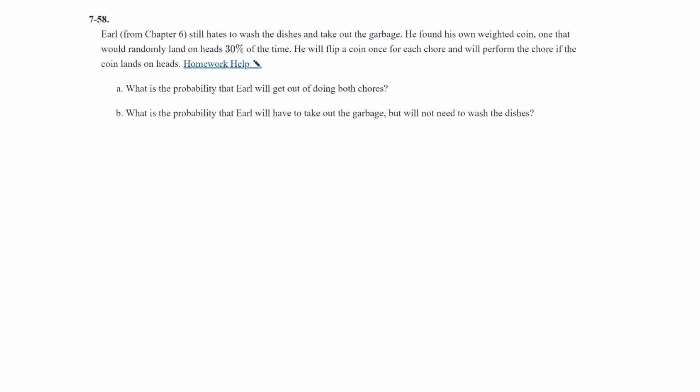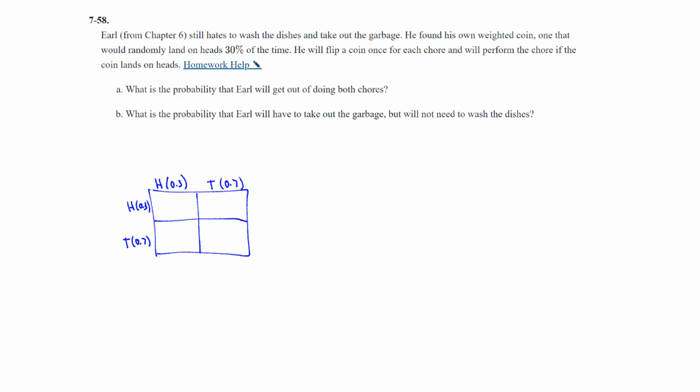Question 58. Earl still hates to wash the dishes and take out the garbage. He found his own weighted coin, one that would randomly land on heads 30% of the time. He will flip a coin once for each chore, and will perform the chore if the coin lands on heads. What is the probability that Earl will get out of doing both chores?